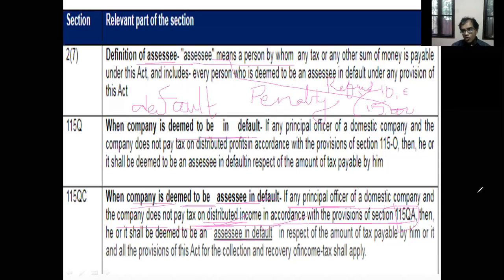So as a punishment, he will have to pay a fine. If the amount is more, he will be paying more fine, and sometimes he may be put in jail. That he has to remember.